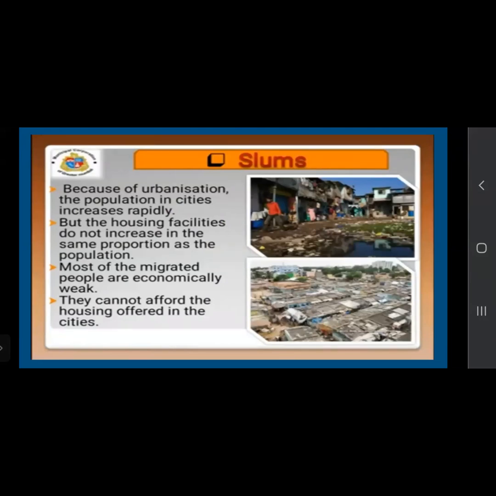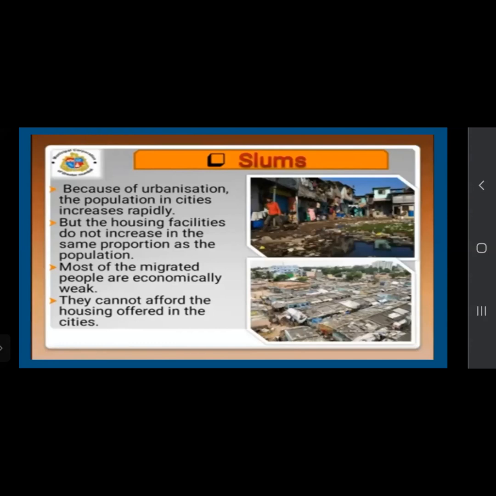Because of urbanization, the population in cities increases rapidly. We said yesterday also that because of urbanization the population in the cities is increasing. Why? Because people from the rural areas are traveling or migrating to the urban areas. Why? For earning their living, for working, or other different purposes.